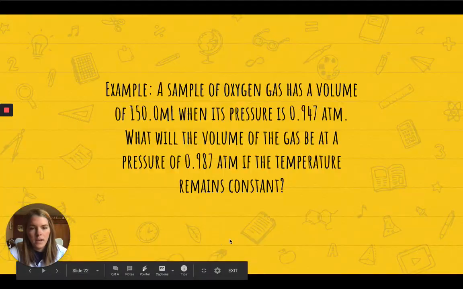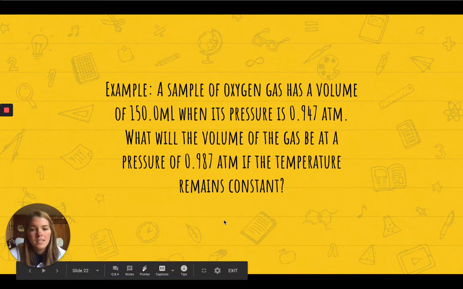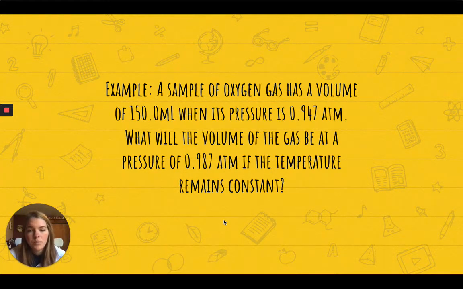So as we move on, it looks like we got to a yellow screen. Remember, anytime you see a yellow screen, that denotes that we're going to go over an example problem. So if you want to revisit this again later, look for the yellow screen in the video. A sample of oxygen gas has a volume of 150 milliliters when its pressure is 0.947 atm. What will the volume of the gas be at a pressure of 0.987 atm if the temperature remains constant? So let's switch over to our whiteboard to go over this problem together.